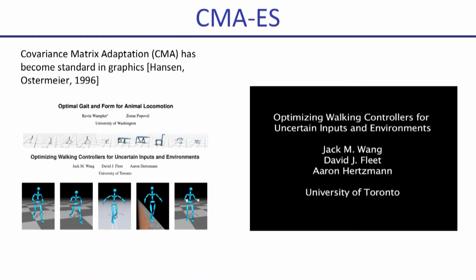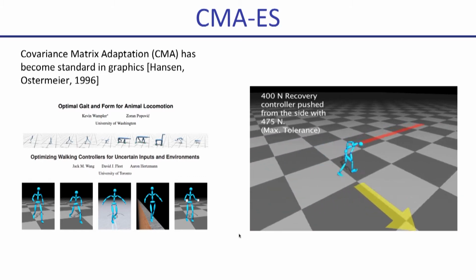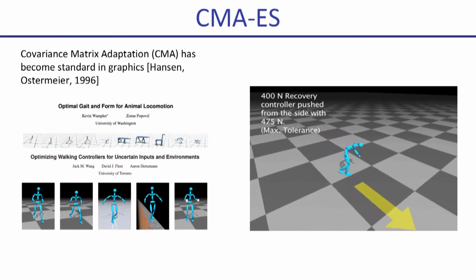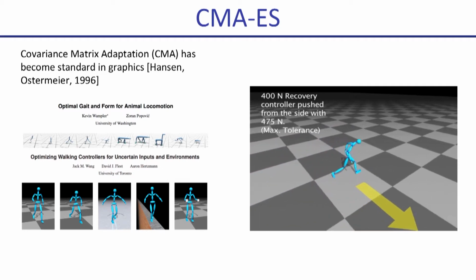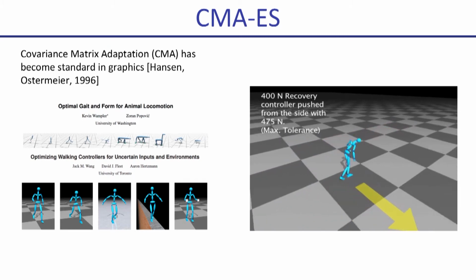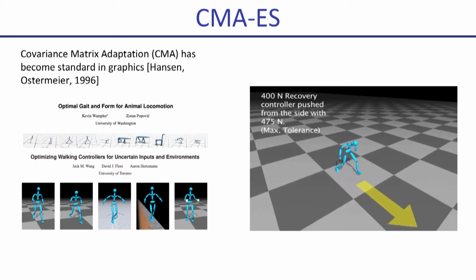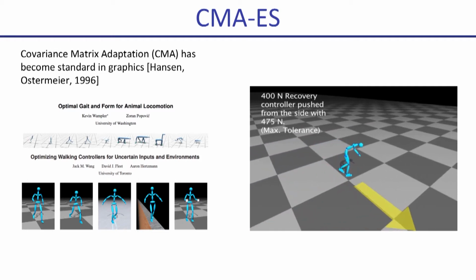It actually works on even slightly higher dimensional problems. This type of method has been pretty common in the graphics community to optimize their controllers. This is a humanoid type of robot. They have about 30 degrees of freedom, and they are learning a control policy that will be robust against external perturbation. The yellow arrow is the external perturbation that you apply to it, and you can learn quite a robust walking gait.